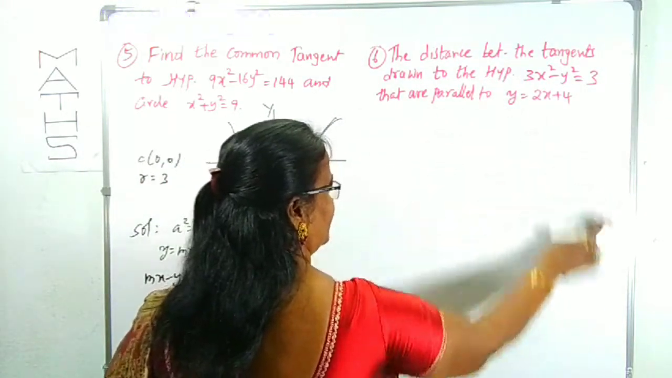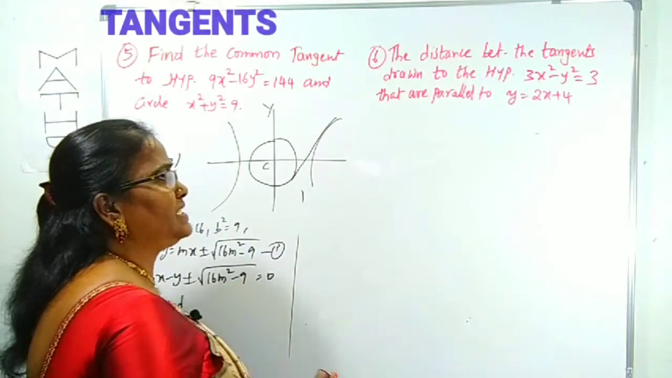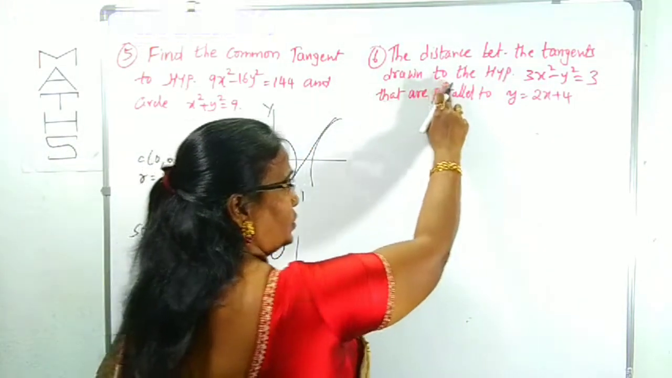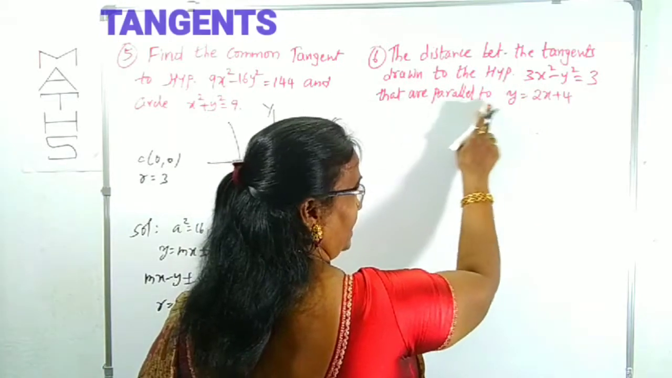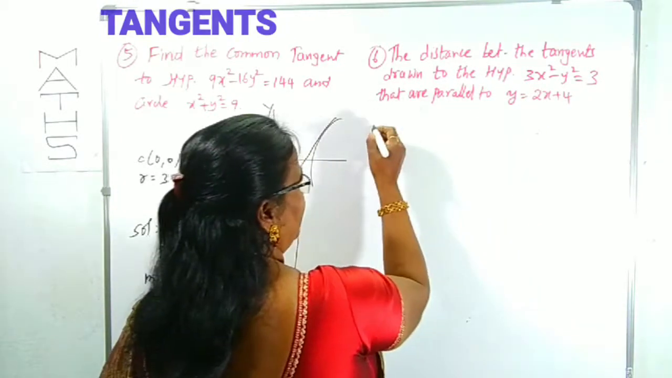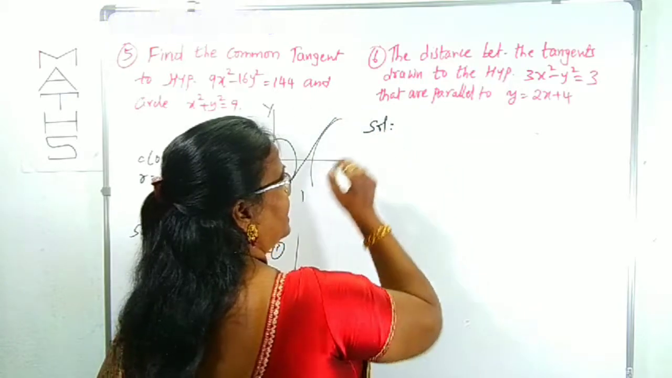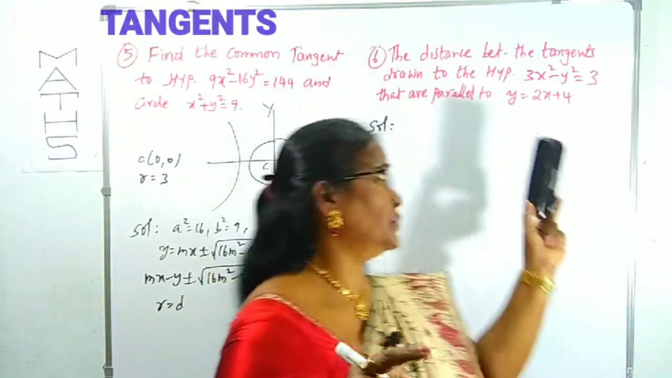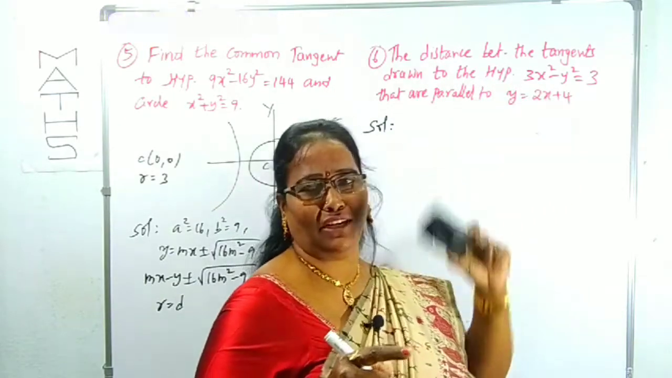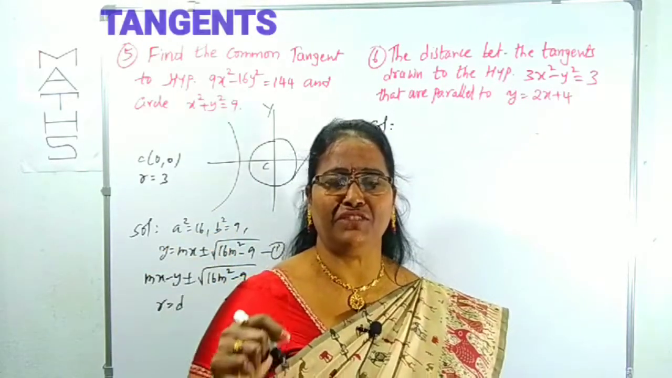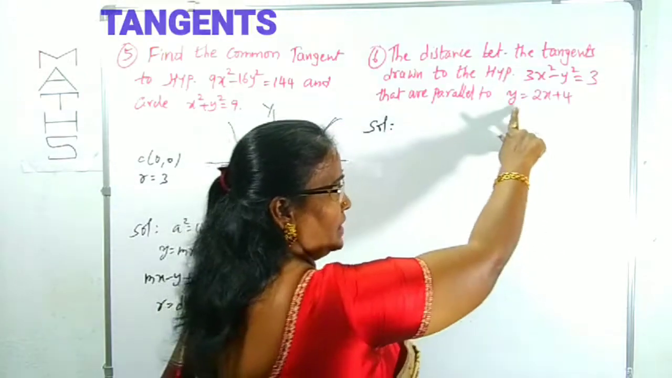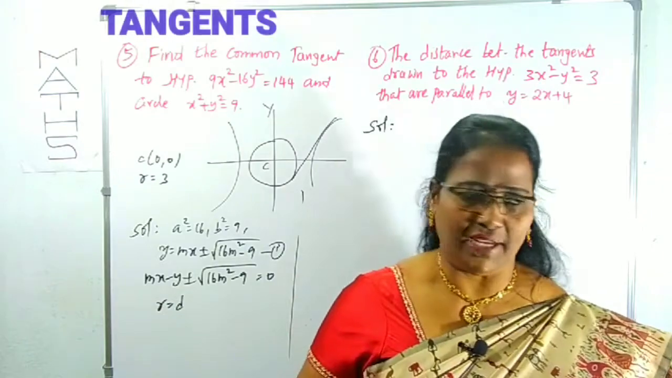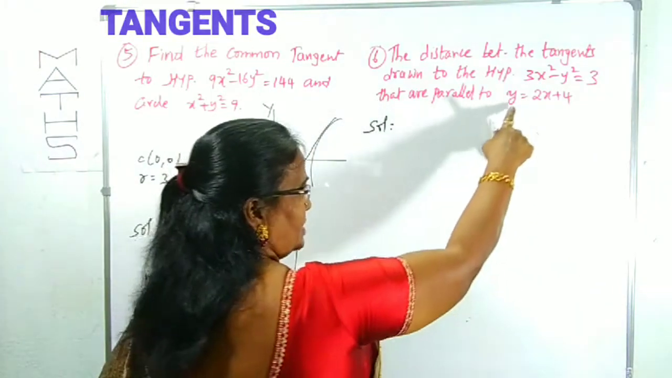Yes, what is question number 6 here? It is asking for the distance between the tangents to the hyperbola that are parallel to y is equal to 2x plus 4. We can find the distance between the tangents which are drawn parallel to the given line. That means you have to take the equation of a line which is parallel to this given line and is also tangent to the hyperbola.